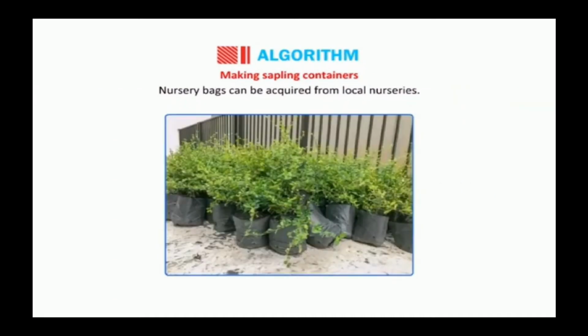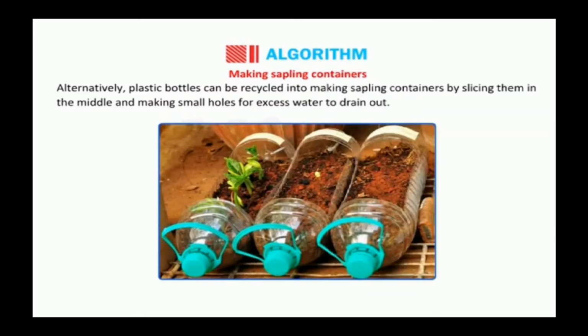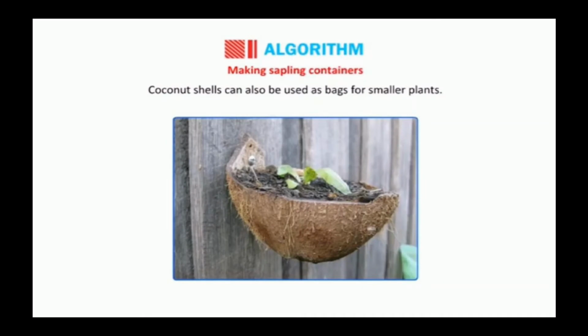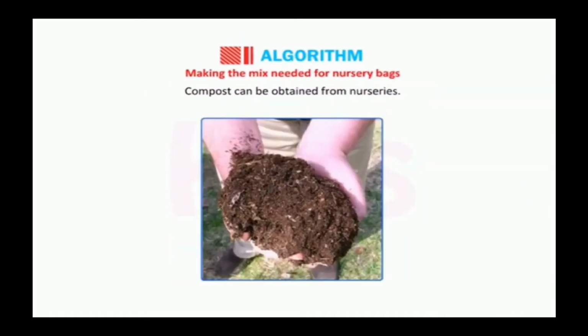Nursery bags can be acquired from local nurseries for making sapling containers. Alternatively, plastic bottles can be recycled into making sapling containers by slicing them in the middle and making small holes for excess water to drain out. Coconut shells can also be used as bags for smaller plants.